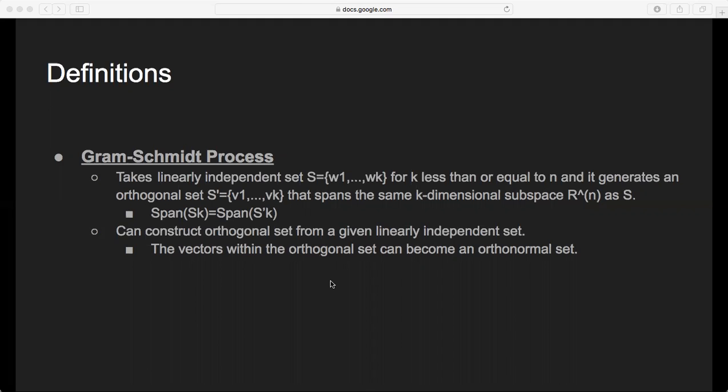So this process constructs an orthogonal set from a linearly independent set, which means that from the orthogonal vectors that we find, we can create an orthonormal set. For a set of vectors to be orthonormal, this can only happen if and only if for all i and j, the inner product of vi and vj is equal to 1 if i and j are equal to each other. If this is not the case, then it will equal 0.